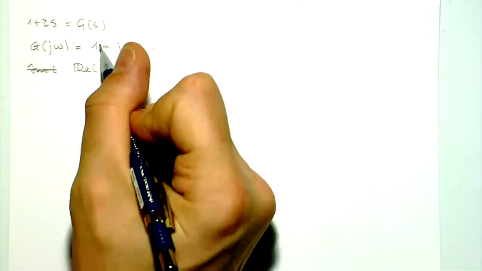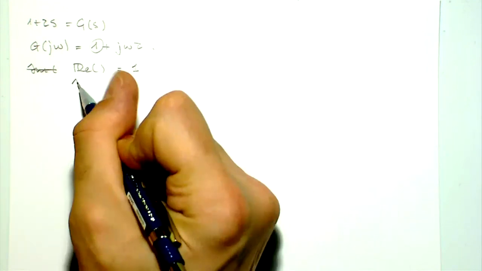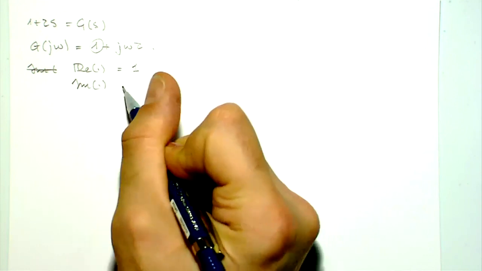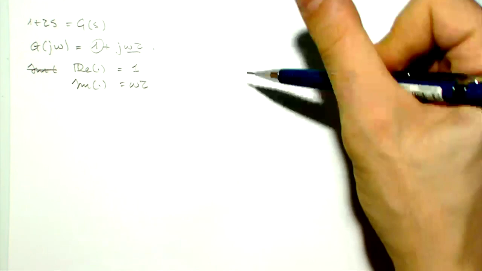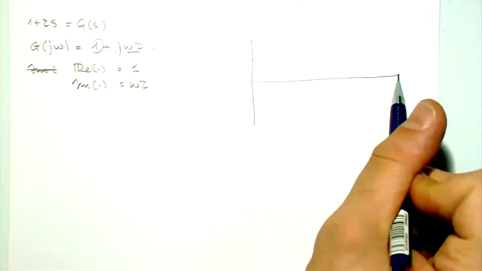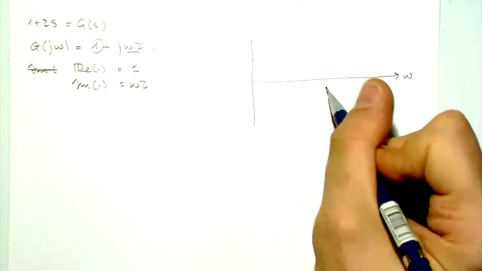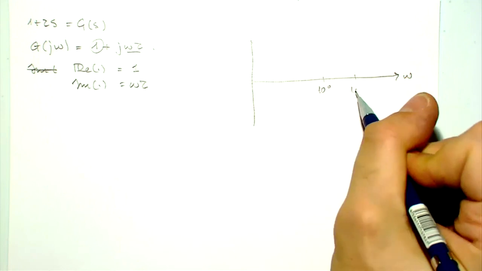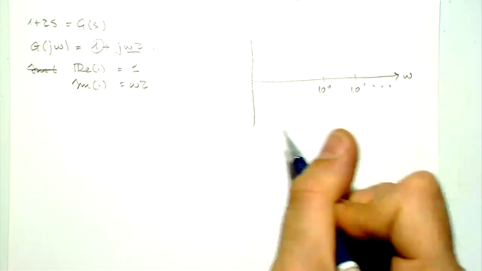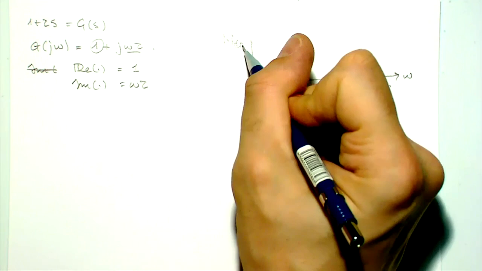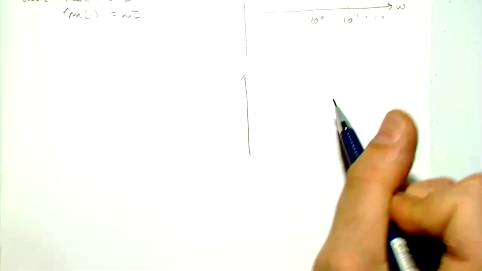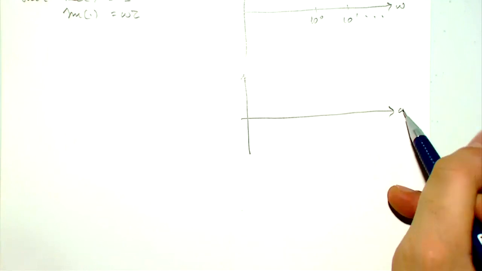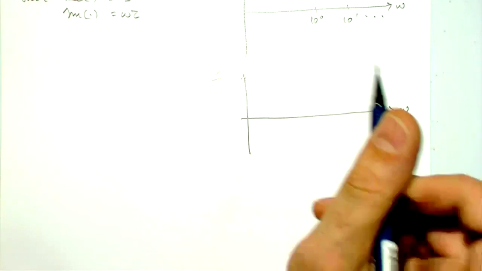Now the real part of this is 1. The imaginary part of this is omega tau, right? So let's write our plots here. This is the magnitude in dBs. This is the phase.